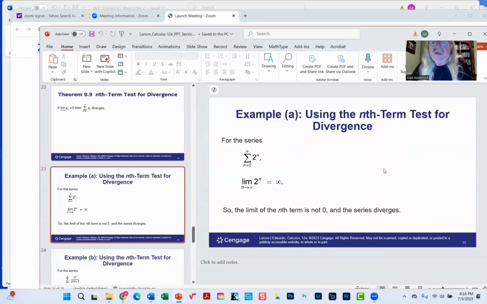So here's a couple of examples of this. We start out with the infinite series, n equals 0 to infinity of 2 to the n.